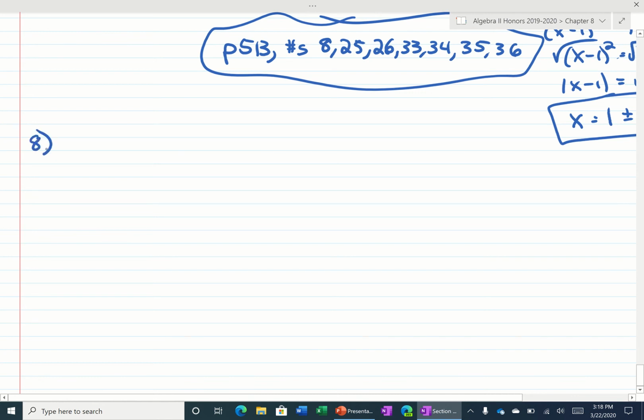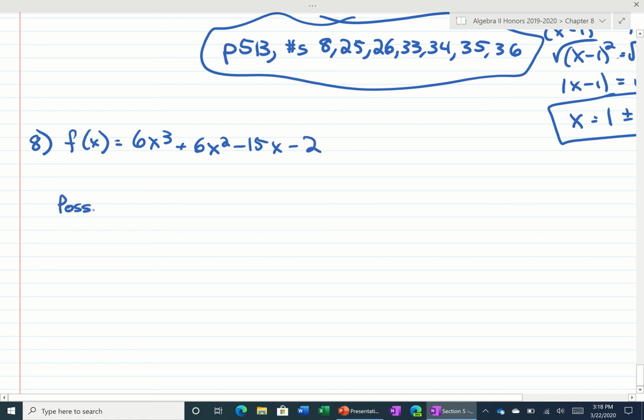Alright, so number 8, it says we have f of x equals 6x to the third plus 6x squared minus 15x minus 2. Now the problem is that we need to list the possible roots, so this is step number 3. We're not looking for what they are, we're looking for the p over q values. So factors of 2 over factors of 6.